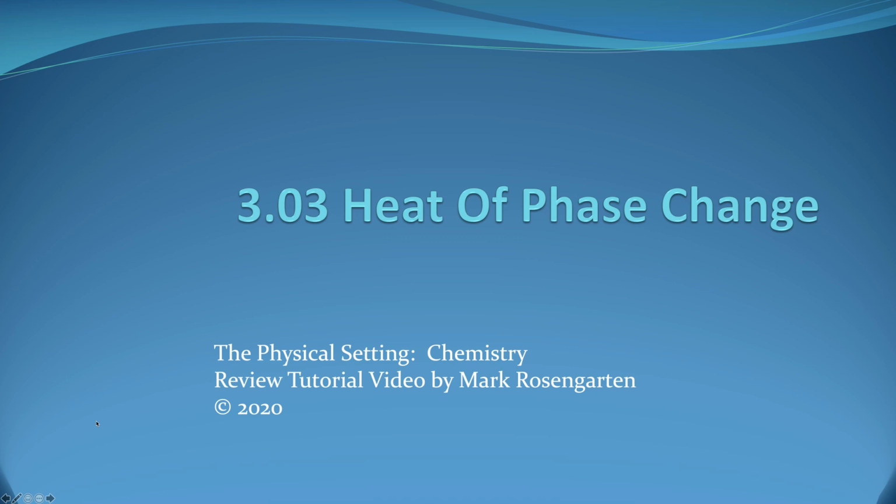Hello again. Welcome to topic 3.03, heat of phase change, as promised in the last video. In the last video, you saw that temperature remains constant during a phase change, and therefore we cannot use Q equals mc delta T to calculate the heat needed for phase change because there is no delta T. So what exactly do we do about that?